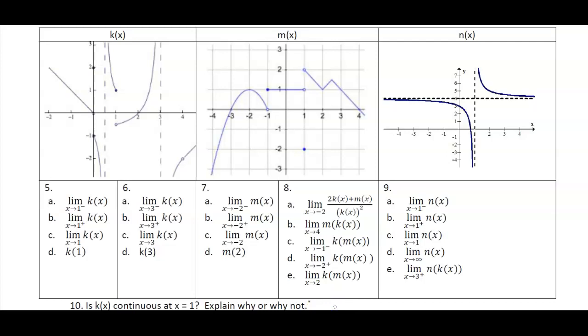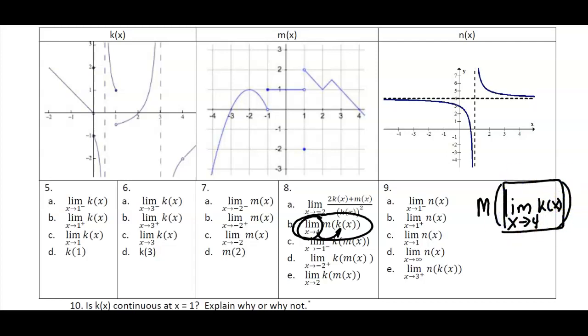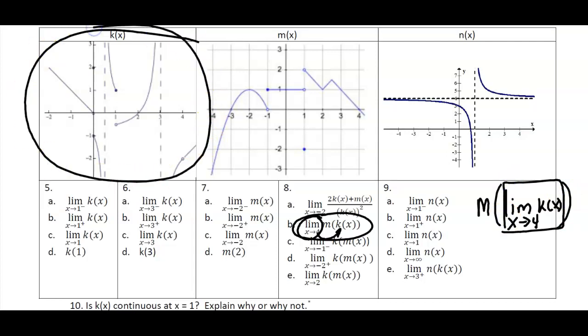All right, let's go ahead and take a look at part B for number 8. So for part B, what we're going to do is we're going to take this limit and slide it to the inside function so it looks like this. And we're going to evaluate this limit first. So what is the limit of k of x? So we're at this function over here. What's the limit of k of x as x approaches 4?